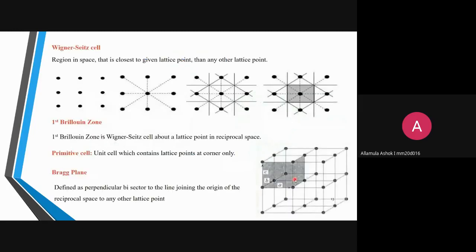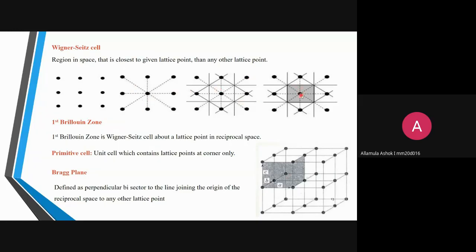Here I would like to show some definitions. What is Wigner-Seitz cell, first Brillouin zone, primitive cell, Bragg plane? A primitive cell is a unit cell which contains lattice points at the corners only, or one lattice point. With one lattice point, we can represent the primitive cell. Wigner-Seitz cell is the region in space that is closer to a given point than to any other lattice point.